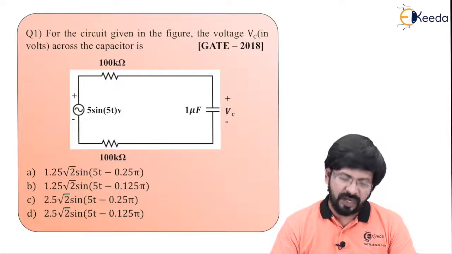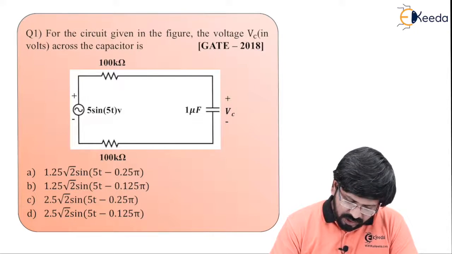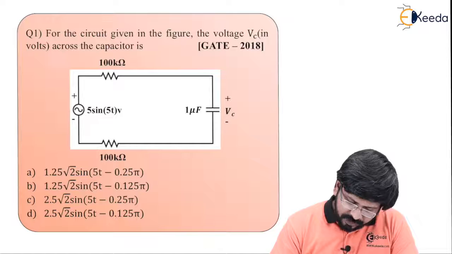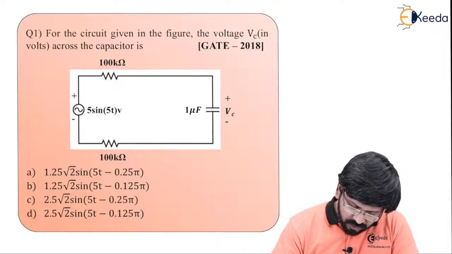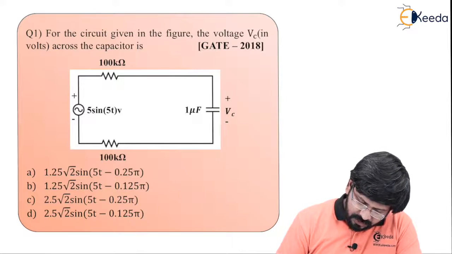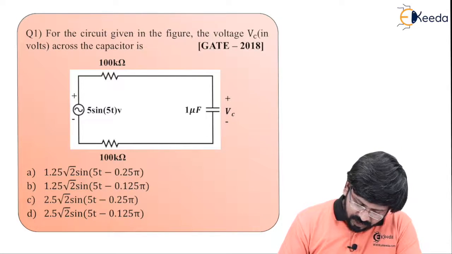Question number 1 is now on your screen. For the circuit given in the figure, you have to find the voltage across capacitor C, in volts. So let's see how to deal with this. Four options are given.